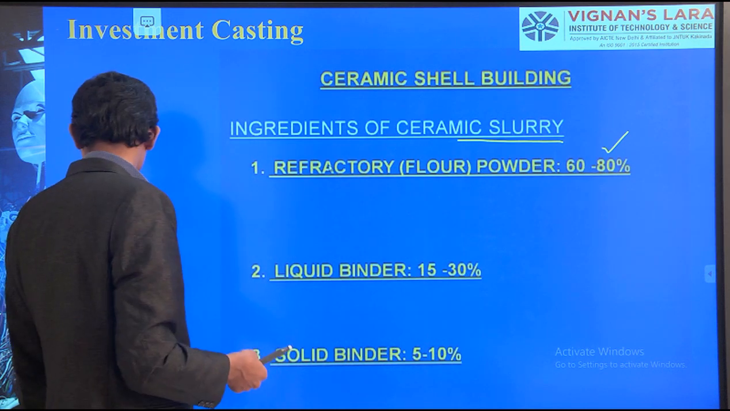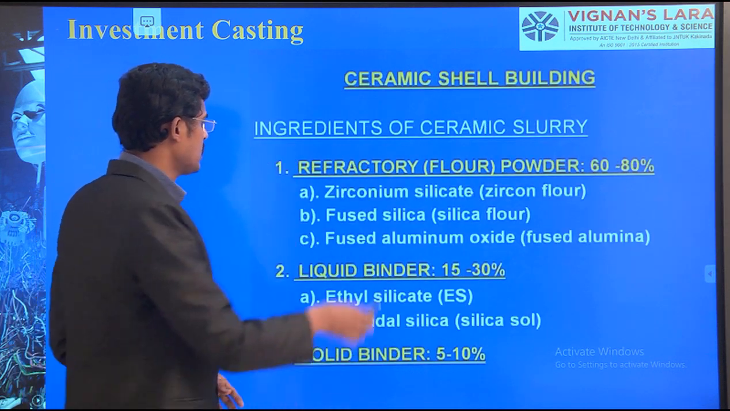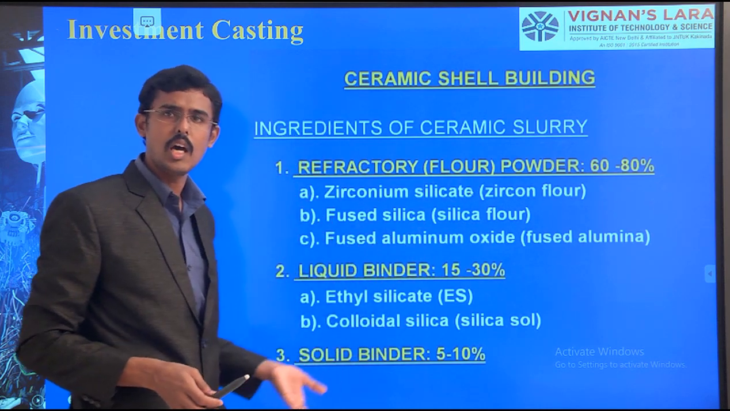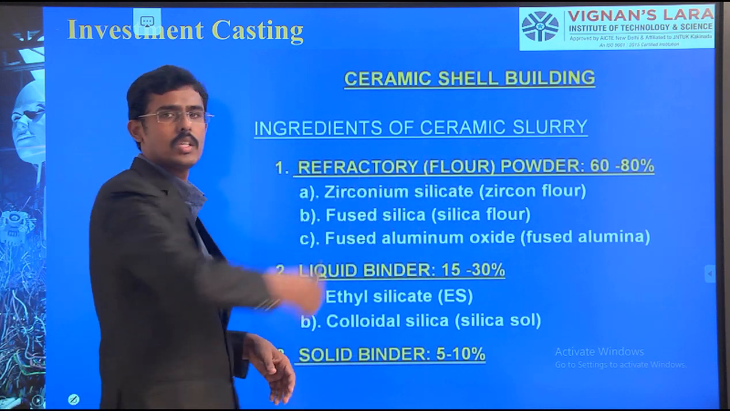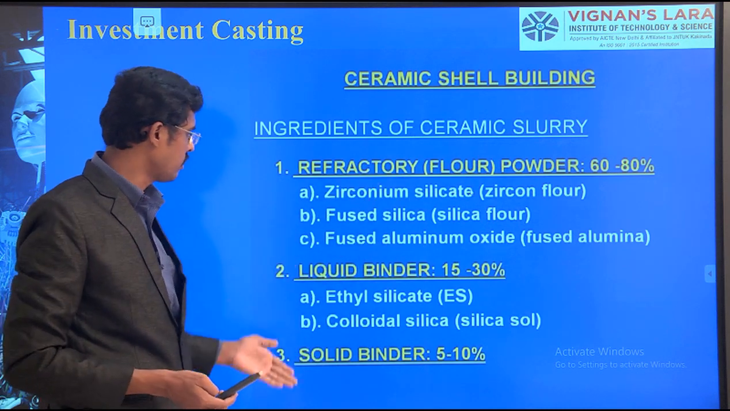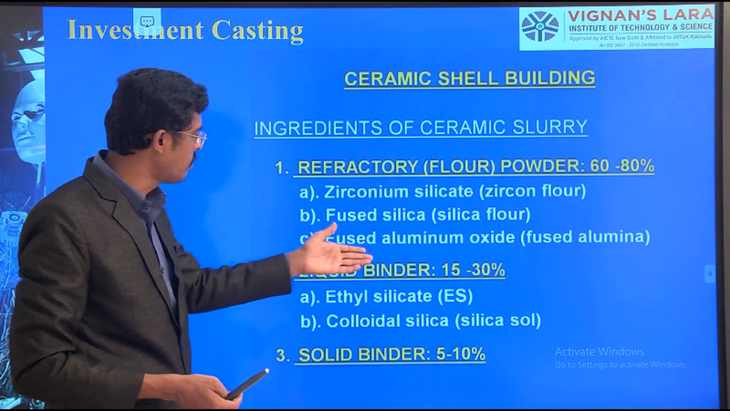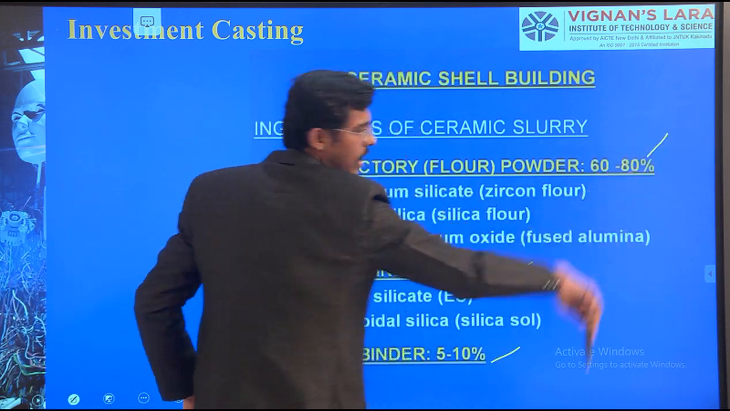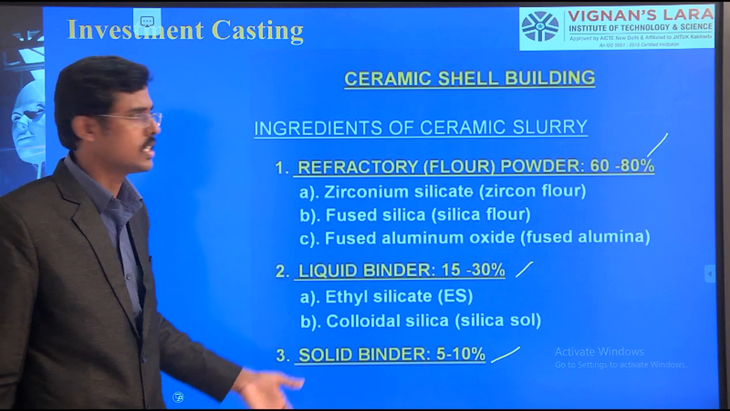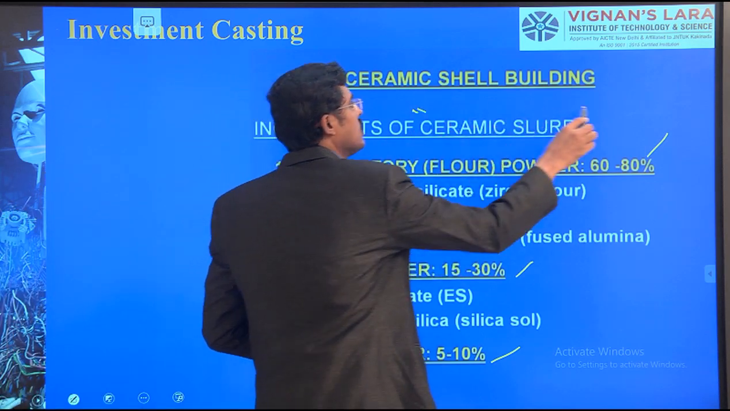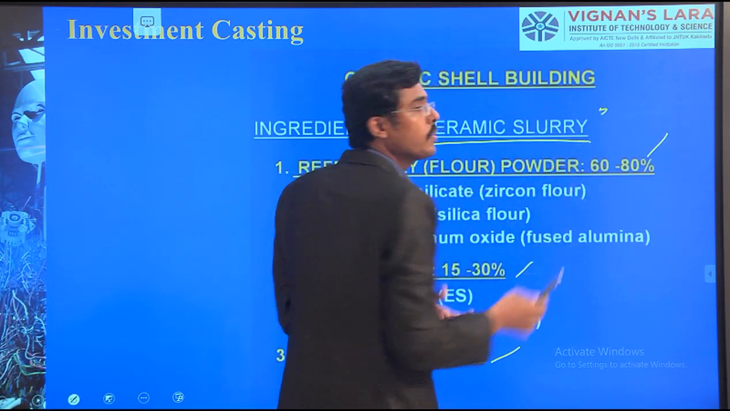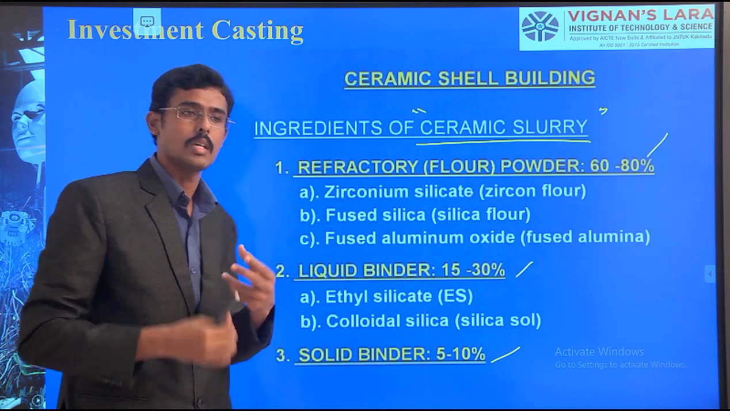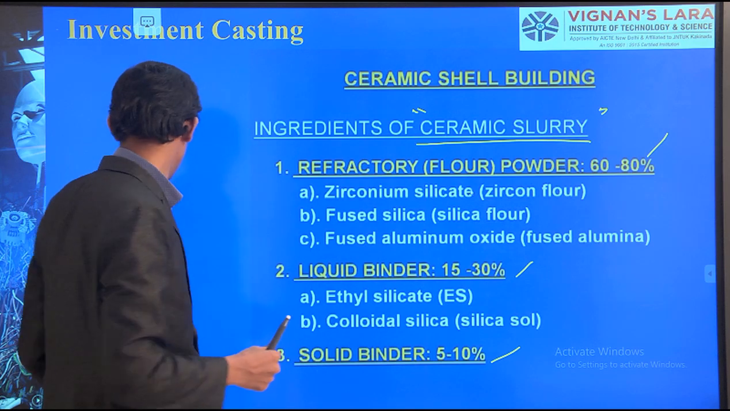Okay. So they have given the list: zirconium silicate, fused silica, fused aluminum oxides. All this we have taken as refractory powders up to 80%. Then we are taking the liquid binders and the solid binders up to 10% each, and 80%, totally 100. So we have prepared such a ceramic slurry, and it is now ready. It is a liquid paste. We have to dip, dry. The subsequent process is to be made.